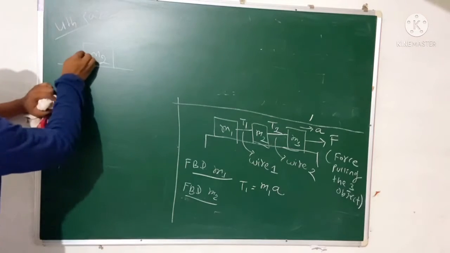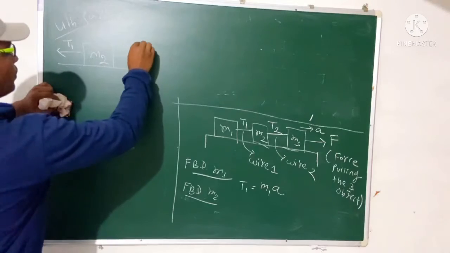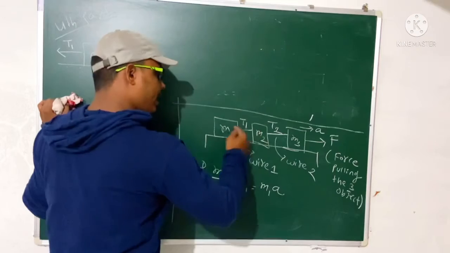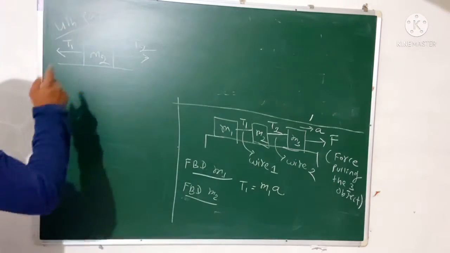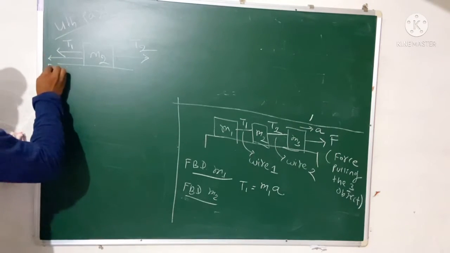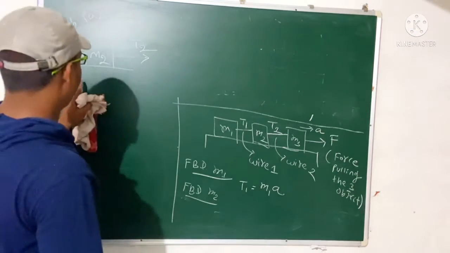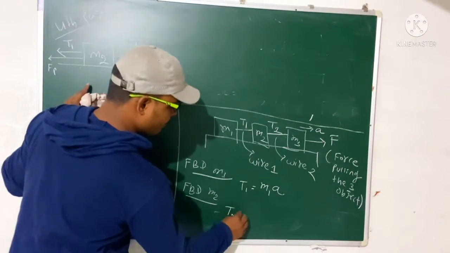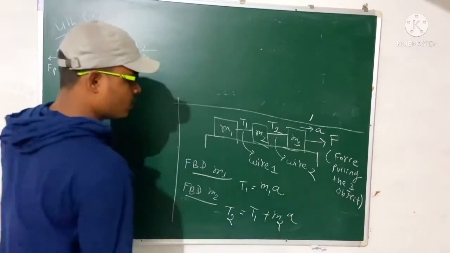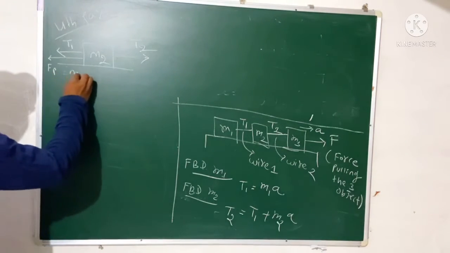So remember, M1 is also pulling and M3 is also pulling. So these are T1 and T2. Remember, M3 is connected to M2 and M1 is also connected to M2. So there will be 2 tension forces and it is moving in this direction. So that will be the pseudo force. So what is the FBD for M2 now? So the FBD becomes T2 equal to T1 plus M2A, correct? Because the pseudo force is M2A.